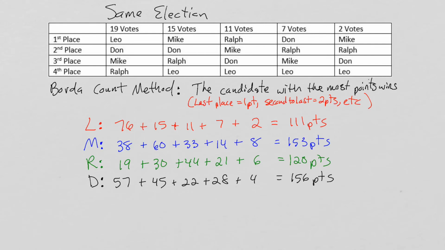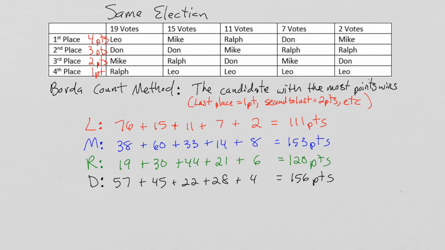Okay, now let's take a look at the same election with the same data, but this time we're going to do the Borda count method. The candidate with the most points wins, and they get points for being last place is 1 point, second to last is 2 points, and so on and so forth. In this case, fourth place is 1 point, third place is 2 points, second place is 3 points, and first place is going to be 4 points.